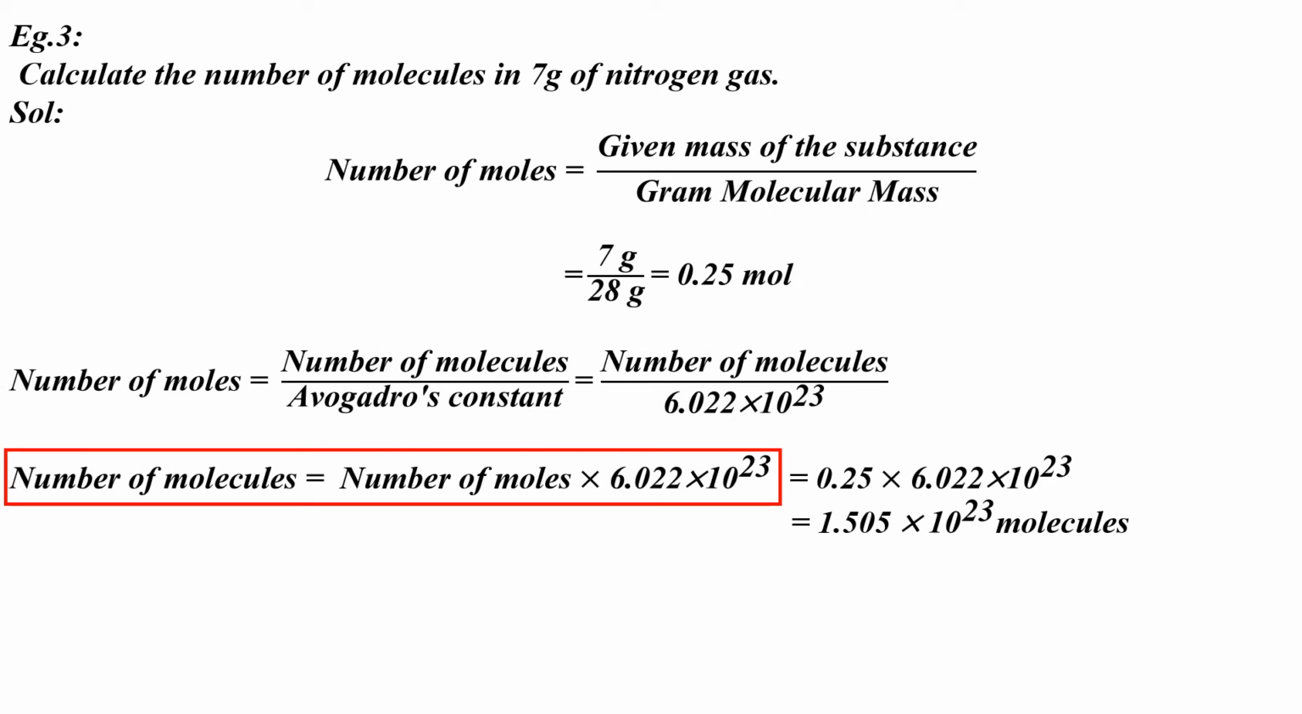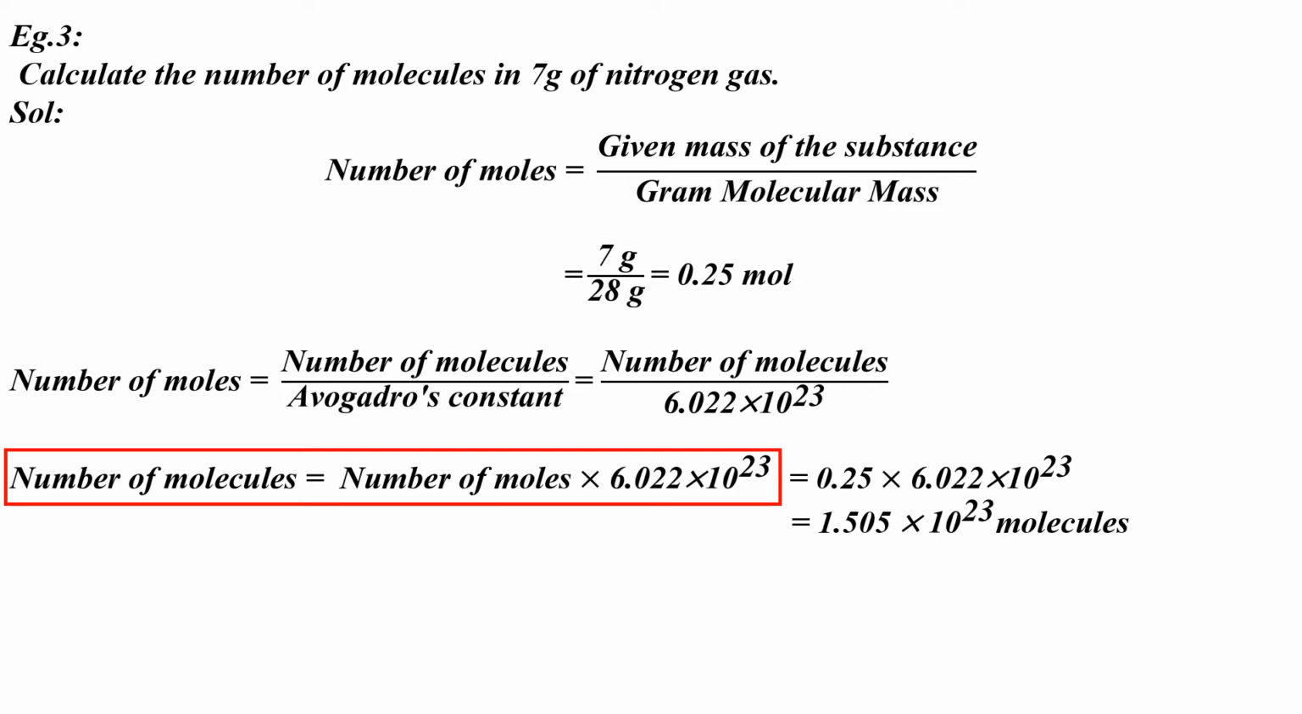We move on to example 3. Calculate the number of molecules in 7 grams of nitrogen gas. Here the mass of nitrogen gas is given in grams and we are asked to find out the number of molecules present in this amount of nitrogen gas. As usual, in the first step we find out the number of moles. How? We would use the formula number of moles equal to given mass of the substance divided by gram molecular mass, or you could also use the formula given mass of the substance divided by molar mass. Both are equal, right? Now, how to find out the gram molecular mass of nitrogen gas?